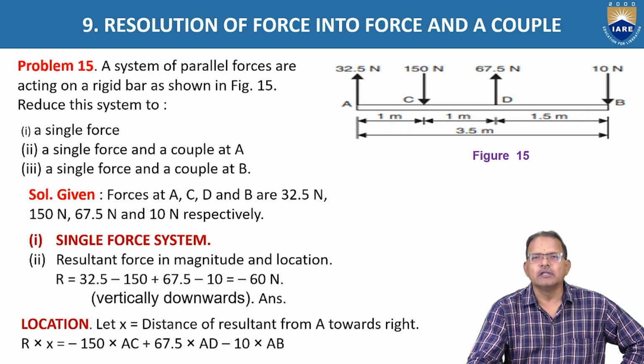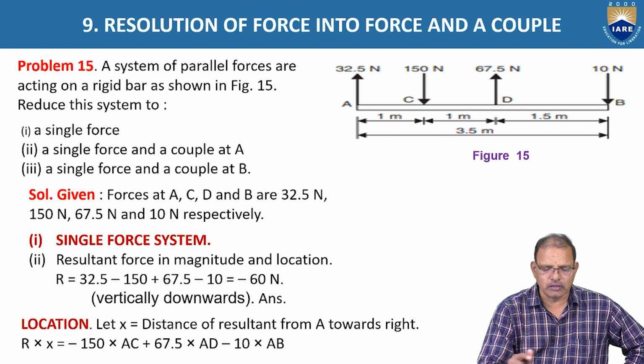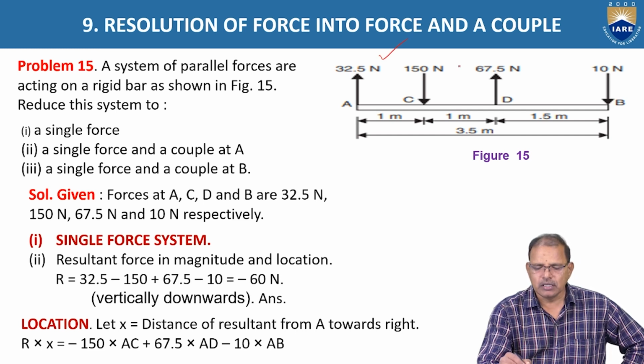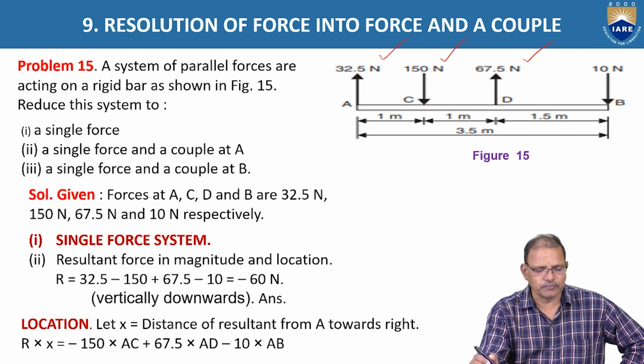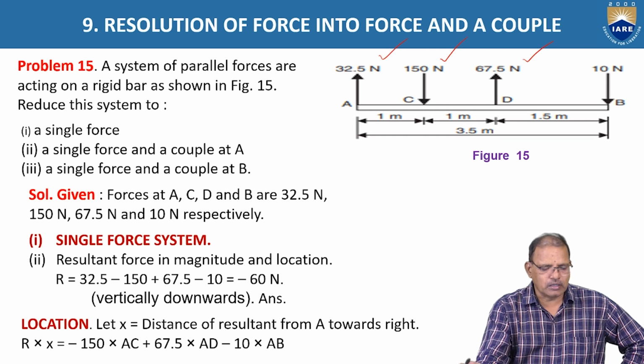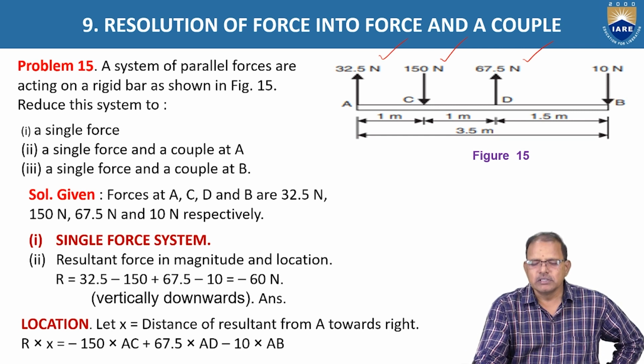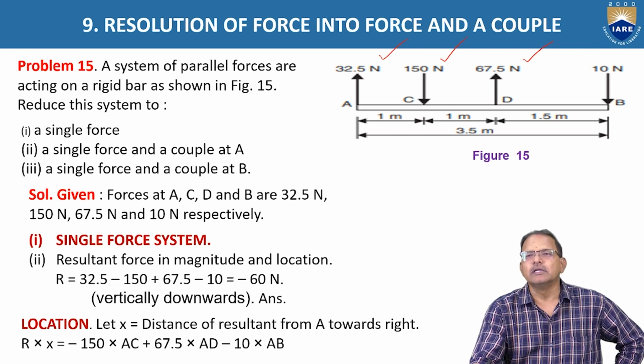The forces A, B, C, D are given. One is at A 32.5 newtons, at C 150 newtons, at D 67.5 newtons, and at B 10 newtons as shown in figure. Now we require a single force. Single force means all the forces are replaced by a single force, which will have the same effect on the body. That is known as the resultant of 4 forces.